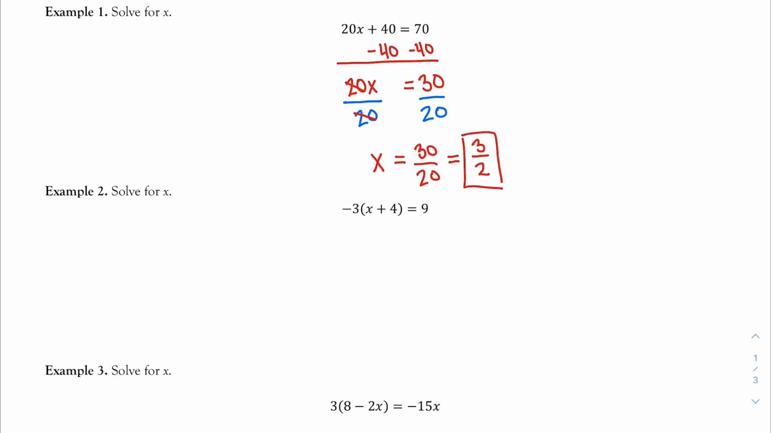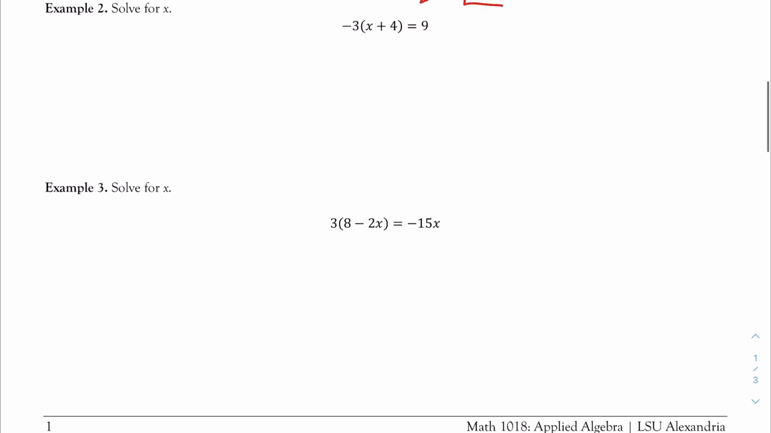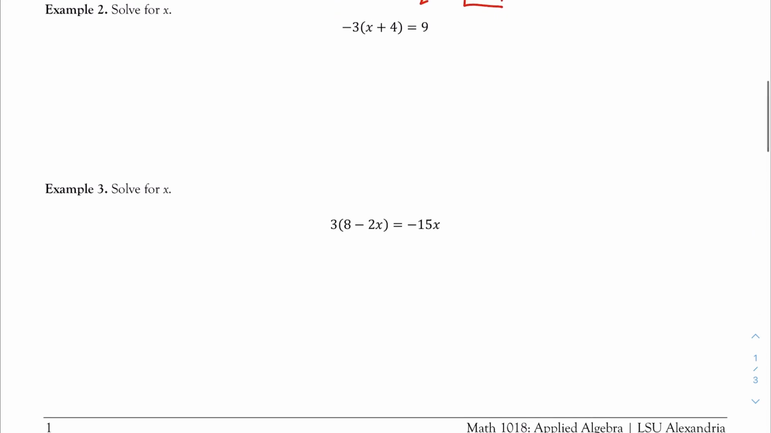And that's how we solve a linear equation. Now that we've done a quick example for example 1, we're going to keep on doing several examples just so that we can get used to it. I'm going to move on to example 2. Example 2 has similar instructions.